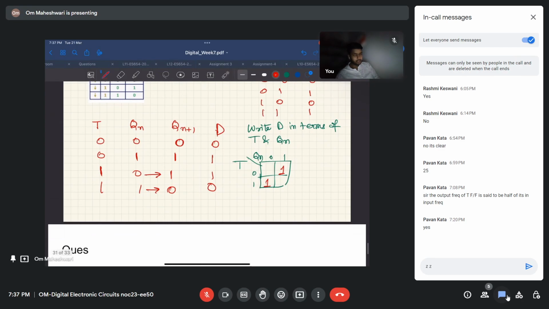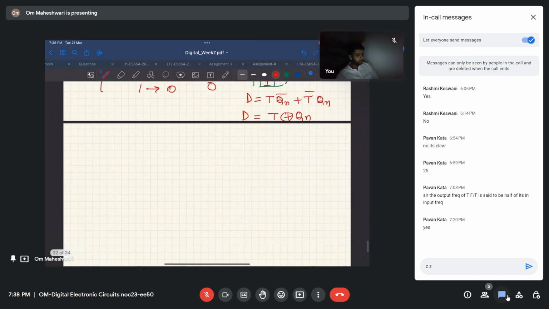Okay, so we cannot form any pairs here. So we know D is equal to T Qn bar plus T bar Qn. That is, D equals T XOR Qn.